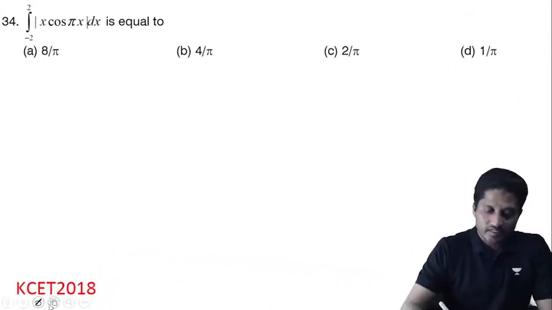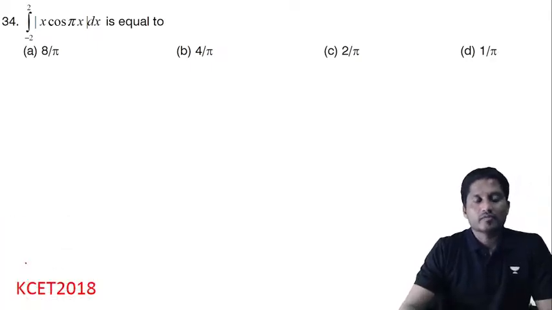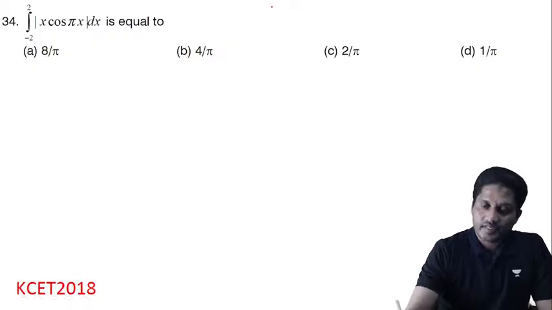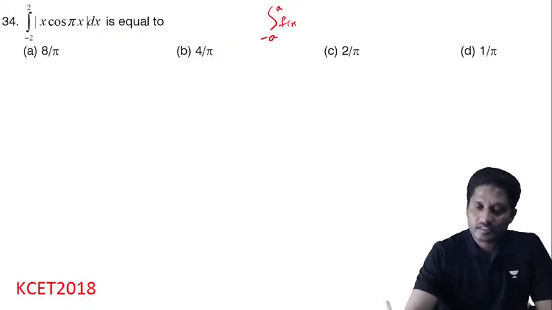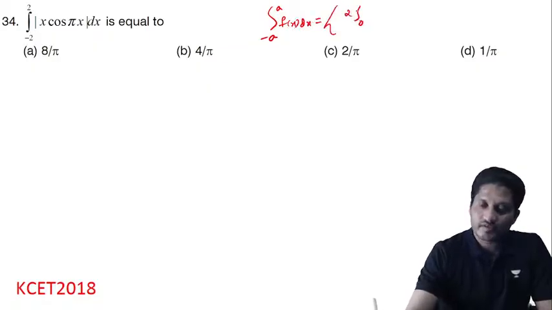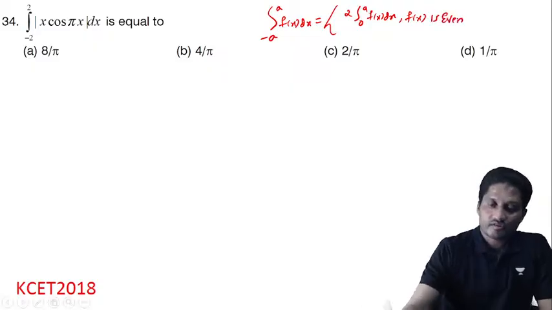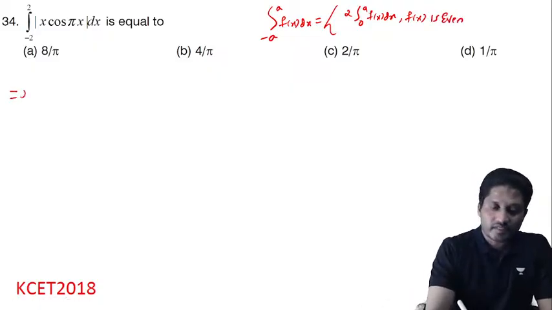Now listen, this is the exemplar question. Integration from minus a to plus a of f(x) dx equals 2 times integration 0 to a of f(x) dx if f(x) is even. So this modulus is an even function, right? So 2 times integration 0 to 2 of modulus of x into cos pi x dx.